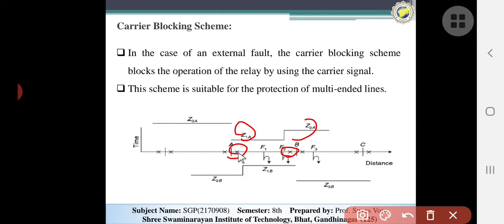Since the fault is located near the B, it has to be cleared by the unit zone 2. If the fault is not instantly cleared by the relay, then at the section B for the zone 2, the relay will trip after the time lapse in the zone 2. This works as the backup protection. So these are the whole schemes for the carrier blocking scheme.